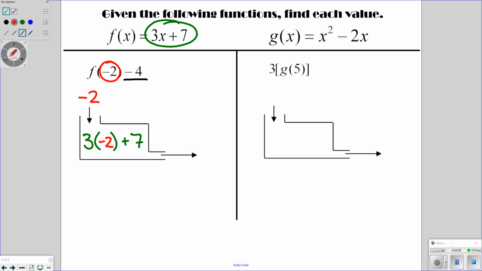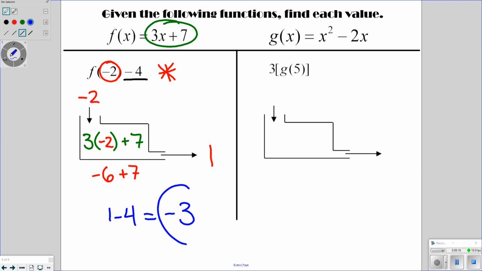So some simple math here. Order of operations, 3 times negative 2 is going to be negative 6. Negative 6 plus 7 is going to be positive 1. However, do not forget, we had the minus 4 right there. So 1 minus 4 gives us negative 3. So our final answer is negative 3. We'll do the same thing on the next one.